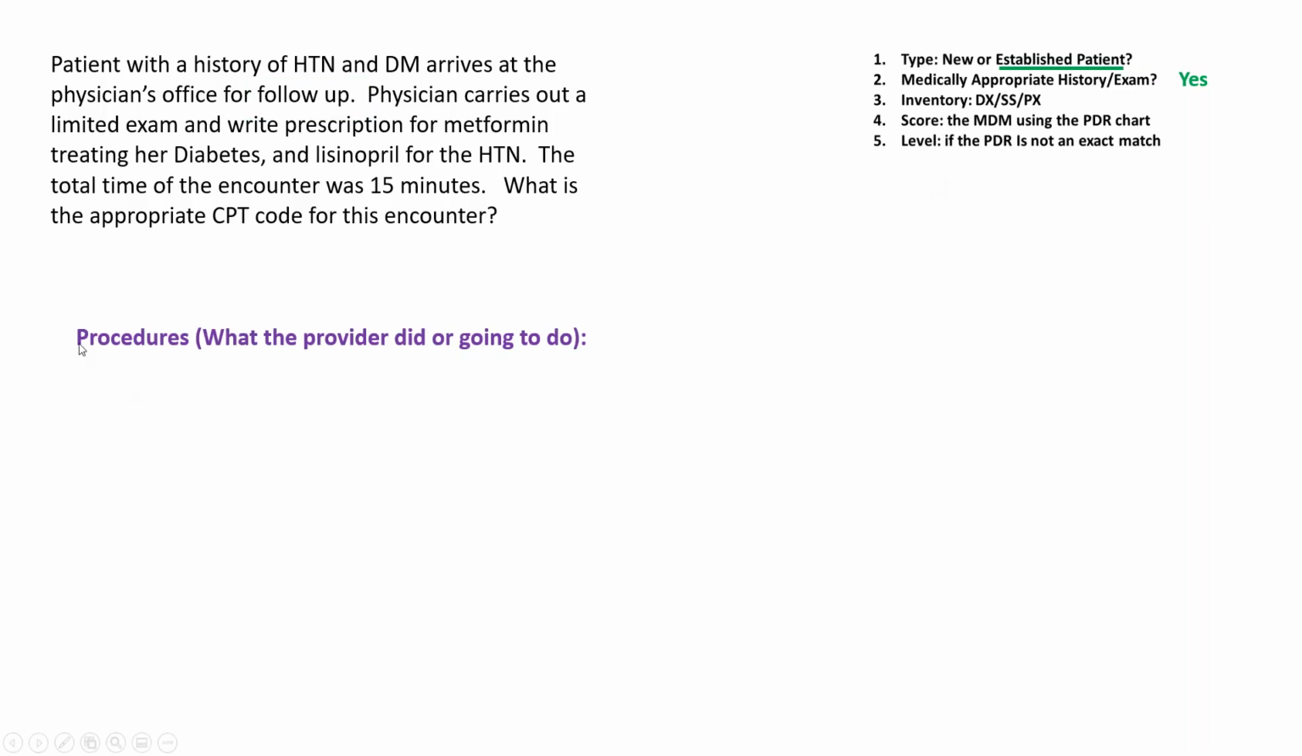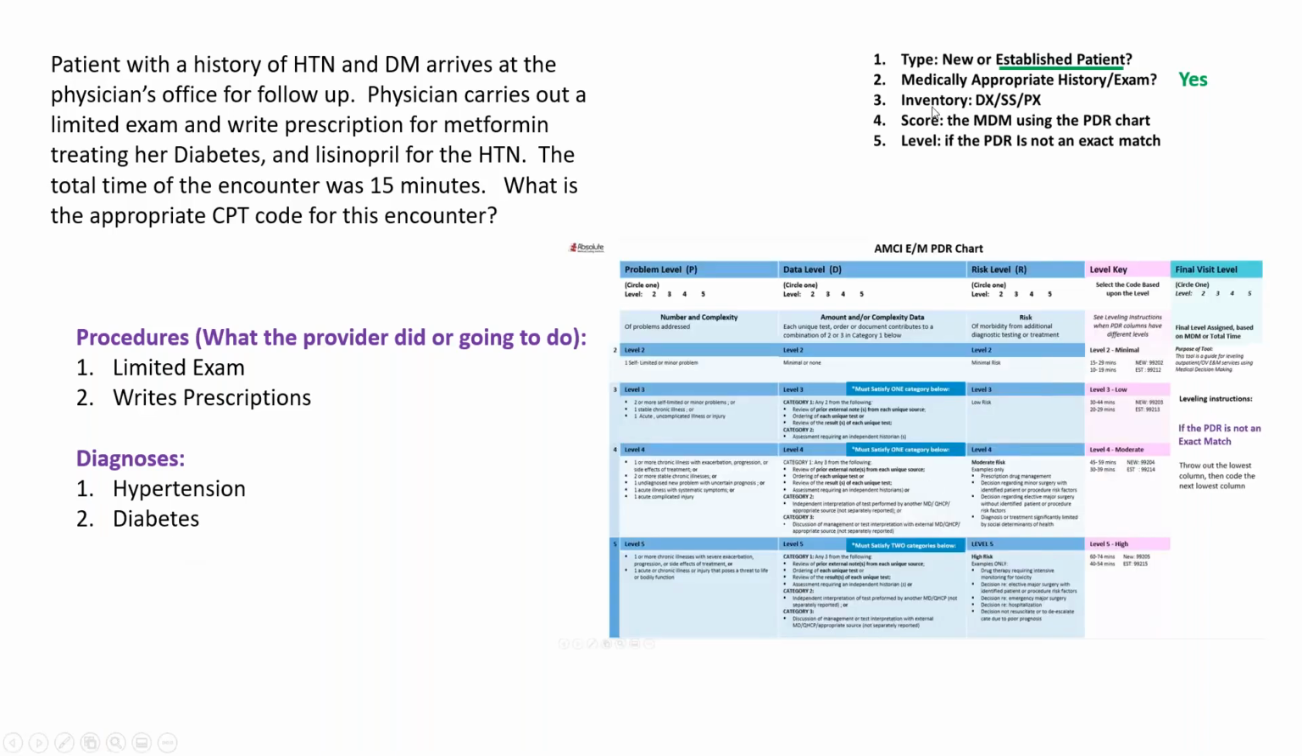Now let's go ahead and inventory. What did that provider do? Provider carried out limited exam, wrote prescriptions. What are the diagnoses? Hypertension, diabetes, right? So let's go ahead and determine what our MDM is. All right, so we said if they have two stable chronic conditions, that automatically takes us to a level 4, two or more stable chronic illnesses. So we have a level 4 problem.